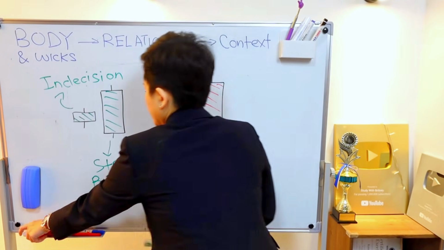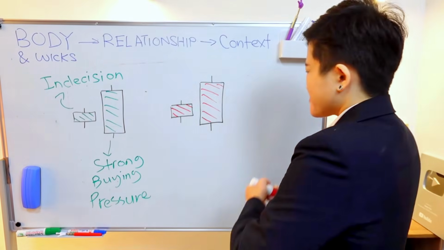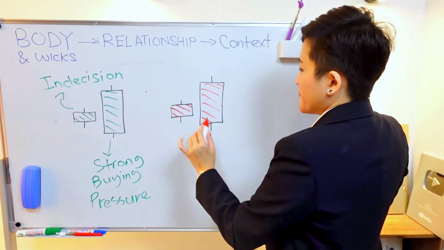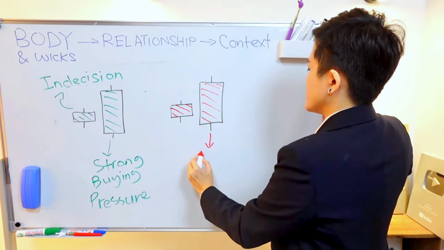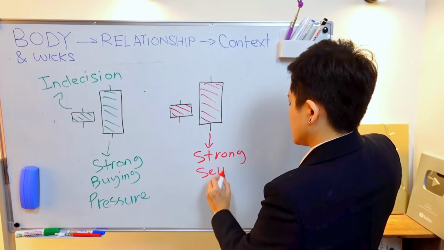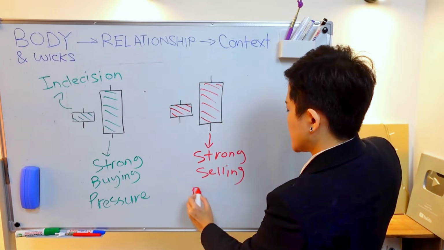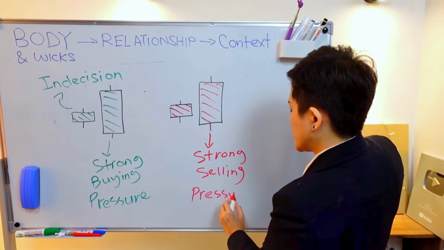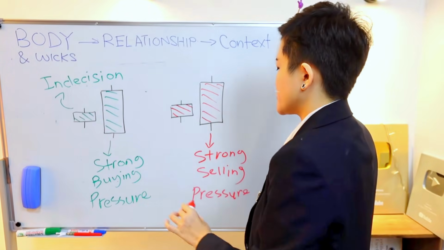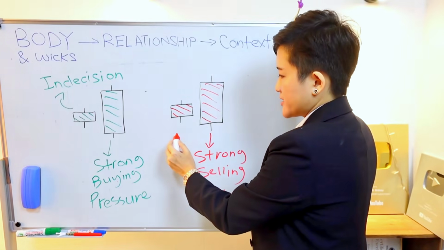Later on. But for now, the red candlestick, a big body red candlestick, would be strong selling pressure. Now, don't care about the wick length first because later I might talk about that, okay? Just focus on the body right now.